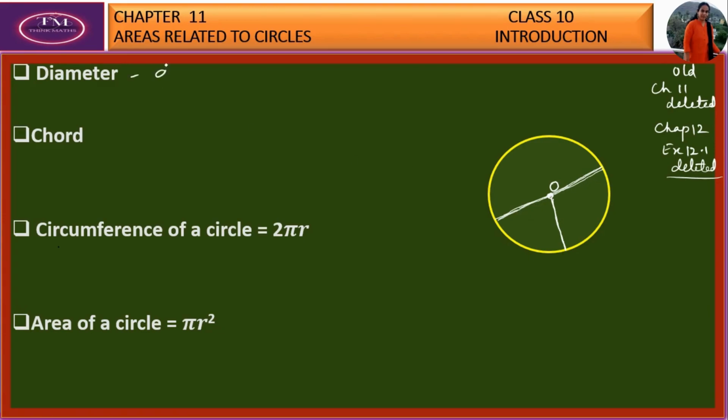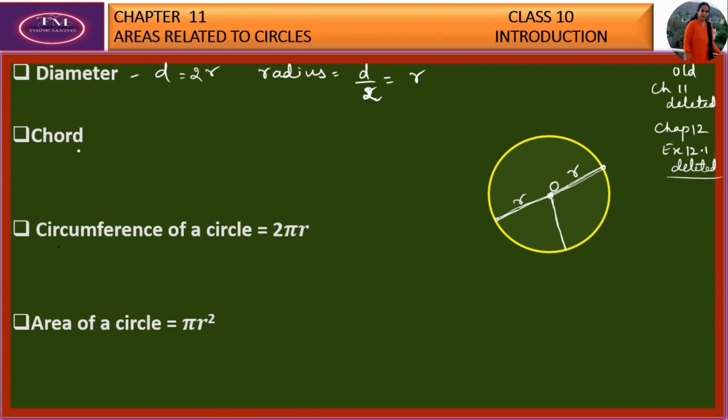Radius is nothing but half of diameter, so radius can be written as d by 2. Radius is denoted by r. So r is equal to diameter by 2, or diameter equals 2 times r. This is also a radius. From the center to the circumference is called the radius. So diameter is r plus r, which is 2r. So radius equals half of diameter.